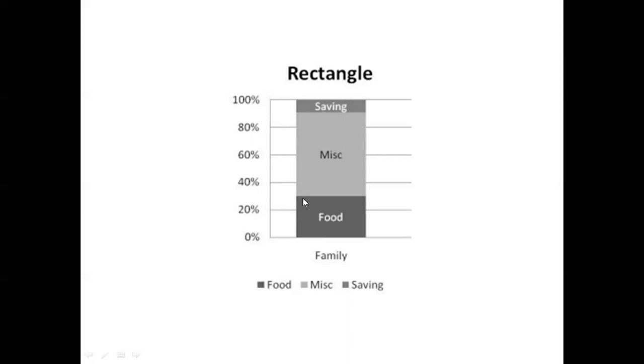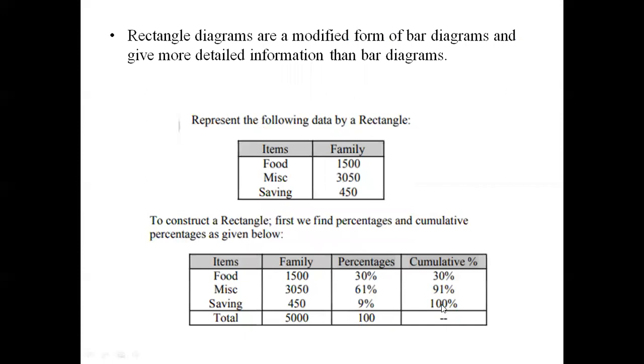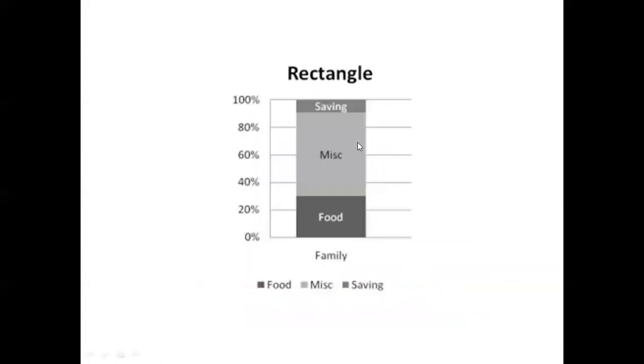So first 30% and then miscellaneous is 61%. Here the cumulative information we have got can be 100, 91, 30. So here we give 30%. Then 30 and 61 are added, that comes to 91%. So that is shown here, 91%, and the remaining is savings. So this can be shown here.